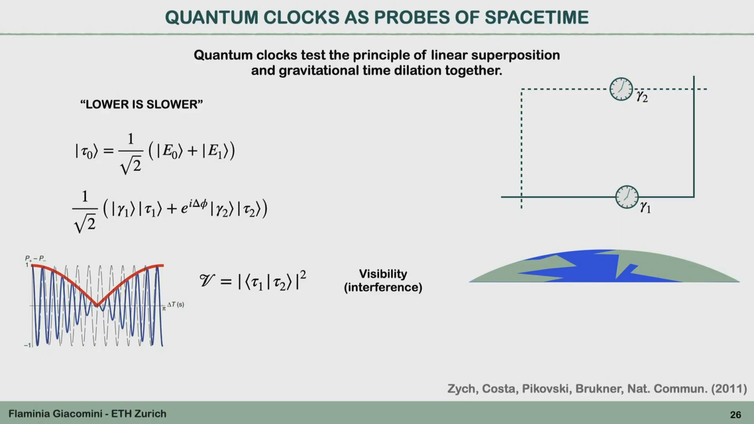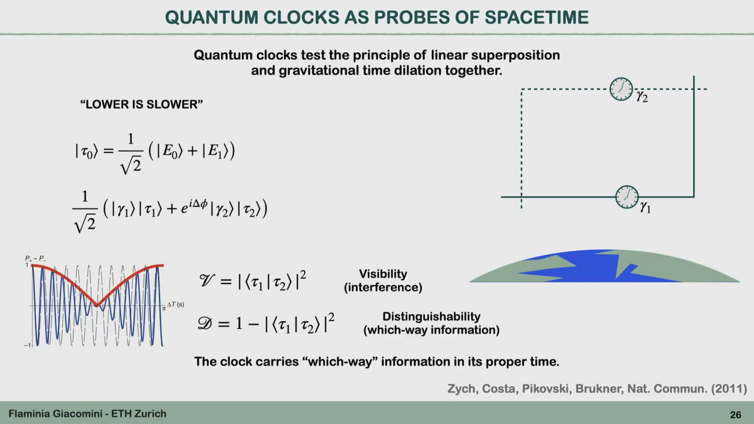And the reduction of visibility instead is important because it depends on the fact that if the clock is here or here, it encodes information of where it was in the gravitational field in its proper time. So here, basically, you can apply the complementarity principle, telling us that visibility plus distinguishability sums up to 1, and here you just see it very easily, due to the fact that the clock carries which way information in its proper time. And since it carries which way information, we have a drop in visibility. So this is the message. And this is what allows us now to use these quantum clocks for tests of the equivalence principle.